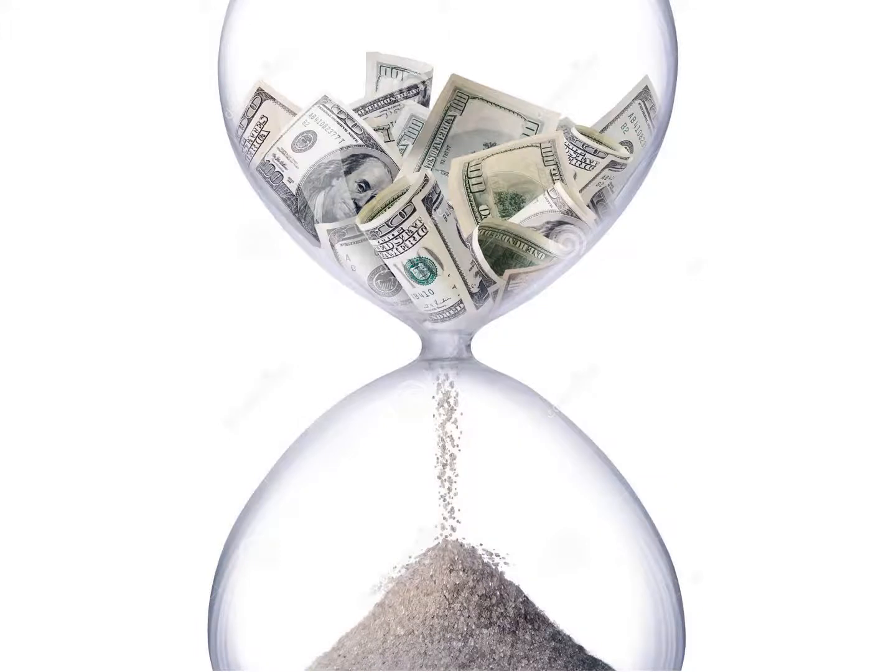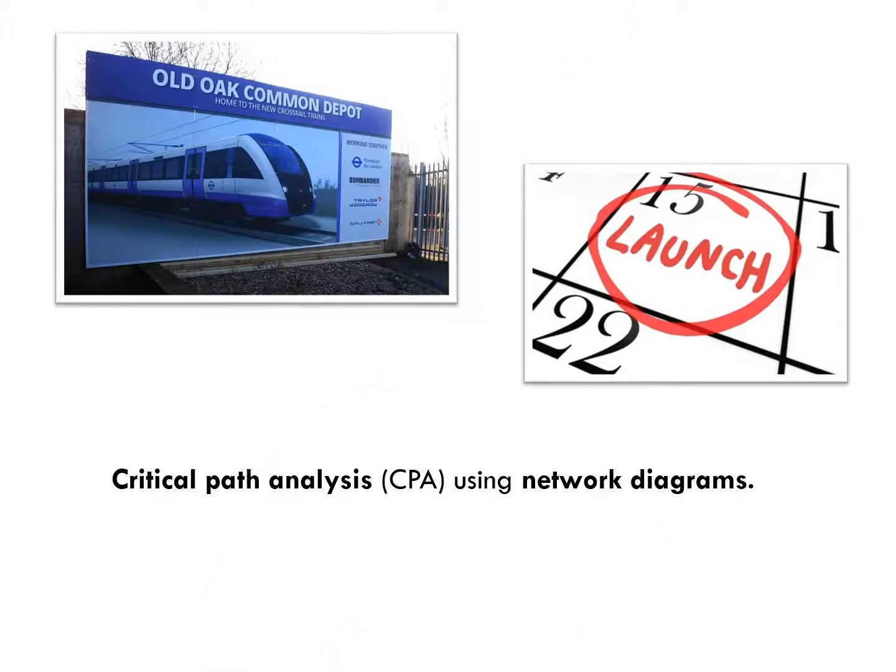You might have heard the famous business saying, time is money. The quicker we can do a project, the quicker we can launch a product, the sooner we can start earning money. And also, the more efficiently we'll be doing it and we'll be saving money. Critical path analysis using network diagrams is a way in which businesses can complete tasks in the shortest possible time. For example, building a new train line or launching a new product.